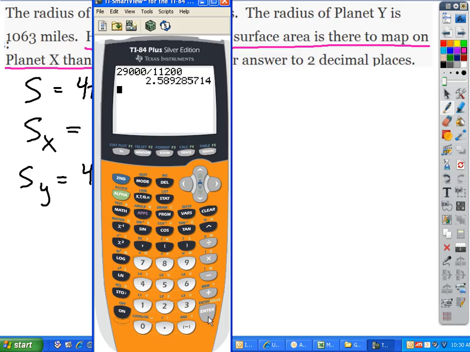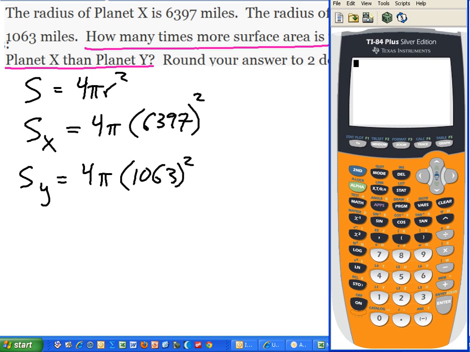So all I've got to do then is just calculate these two surfaces and divide. X is going to be a bigger surface, isn't it? Right? It's got a bigger radius than planet Y. So I'm just going to divide the surface area of planet X by the surface area of planet Y. So let's just calculate those. Surface area of X is 4 times pi times 6397 squared.